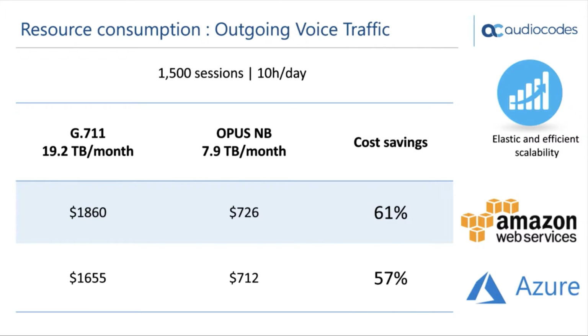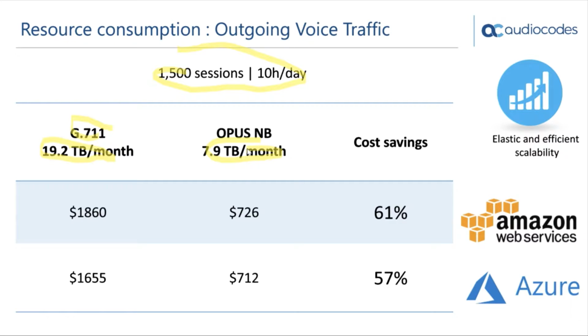But just to give you some typical examples, this is quite a big setup. This is 1,500 sessions in use for 10 hours a day. If you're using G711, that means 19.2 terabytes a month. So it's a huge amount of data used in voice traffic. If you squeeze that down with Opus, then you get just under 8 terabytes a month.